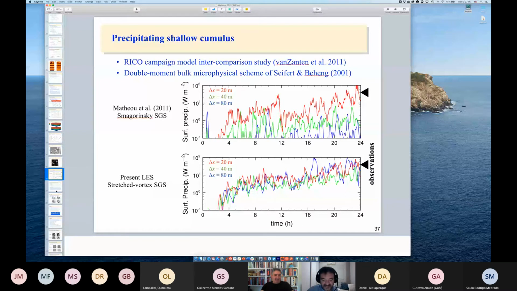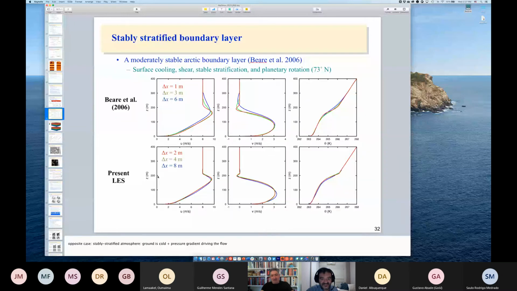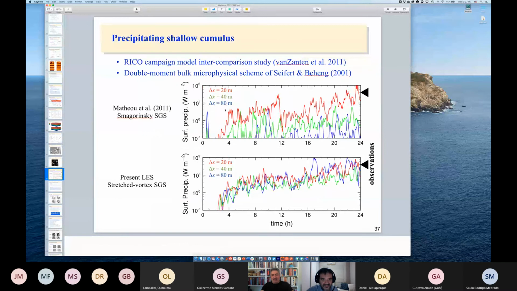And we didn't have time to discuss this a little bit. So this flow here, this is the 248. The flow here is very shallow, so this is 200 meters. This is the height of the boundary layer. But in this flow here, the height of the boundary layer is 2.5 to 3 kilometers.